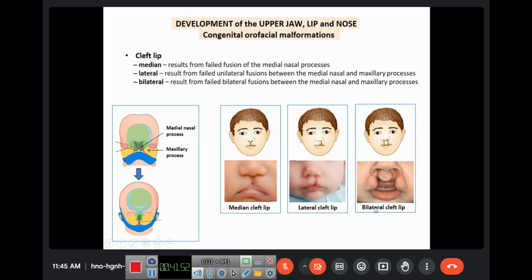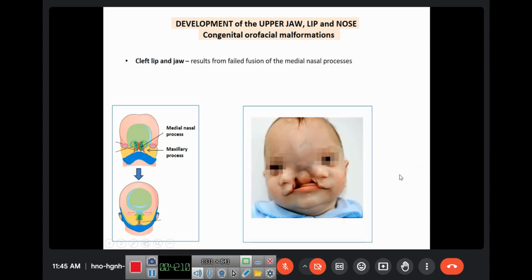And bilateral cleft lip is a result of failed bilateral fusion between the medial nasal and lateral prominences. So here the process is the same on the left and the right part. And also we can have the cleft lip and jaw, which is the result of the failed fusion of the medial nasal processes.